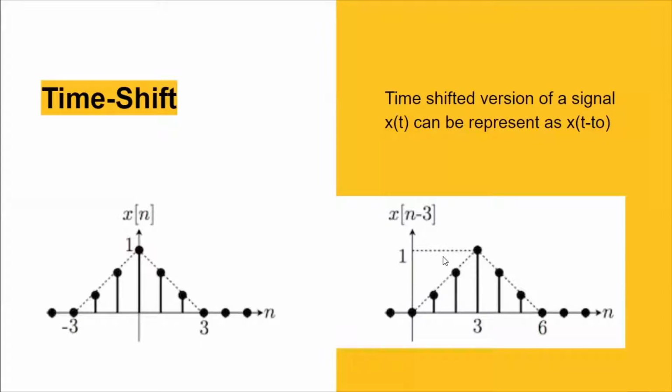The math here is pretty simple. If you plug in n minus 3, it shifts the signal to the right by 3. If it was n plus 3, it would shift the signal to the left by 3. That's where it's kind of confusing, but it's usually the opposite of what you'd expect. If it's a minus number, it's shifting to the right. If it's adding a number, it's shifting to the left.